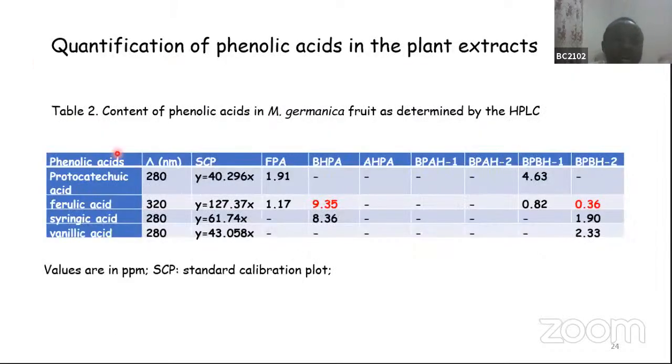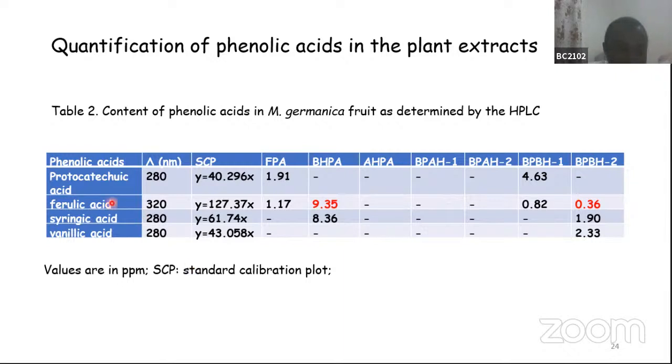For the phenolic acids, 4 phenolic acid compounds were identified: protocatechuic acid, ferulic, syringic, and vanillic acid. And for the extracts from the acid hydrolysis fraction, bound phenolic acid hydrolysis fraction, and bound phenolic acid hydrolysis 2 fraction, we didn't identify any compound because their retention times didn't correspond with those of our standards.